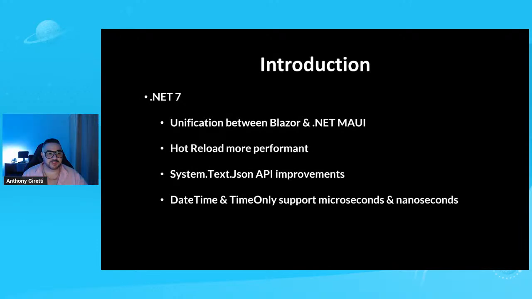Some major improvements in the System.Text.Json API. For example, we have new attributes, such as JsonRequired property, which did not exist before. It was present with Newtonsoft, but wasn't the case with System.Text.Json. TimeOnly, sorry, there is a mistake in my slide, TimeOnly now supports microsecond and nanosecond. Wasn't the case before.